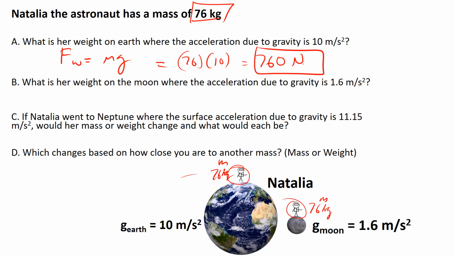So 760 newtons. And if you're ever given a weight in newtons on Earth, you can divide by 10, that's a pretty good number, or 9.8, and you'll get the kilograms instead. But here, we're going from mass to weight, so we're multiplying by 10 on Earth.